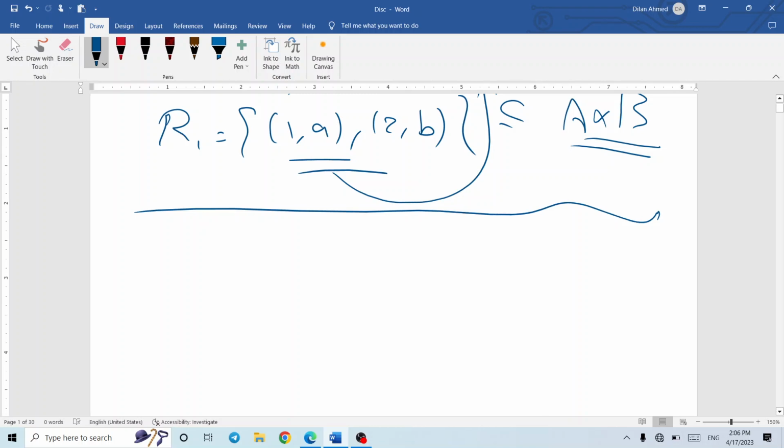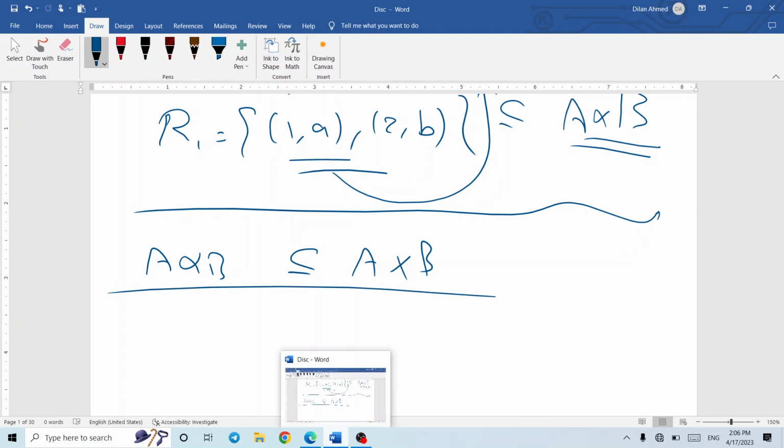So that's how we define the relation. It's a subset of A cross B. Maybe A cross B itself is also a subset, so maybe the whole cross is also a relation. Okay, that's the general definition.